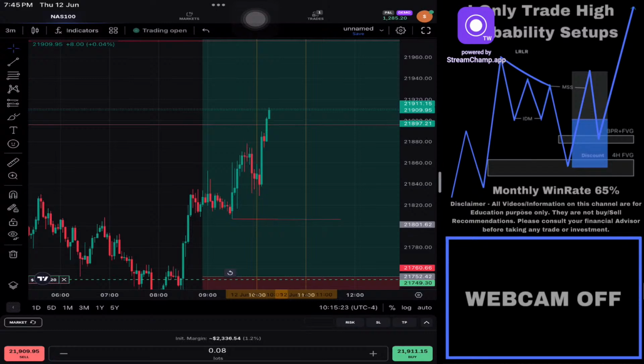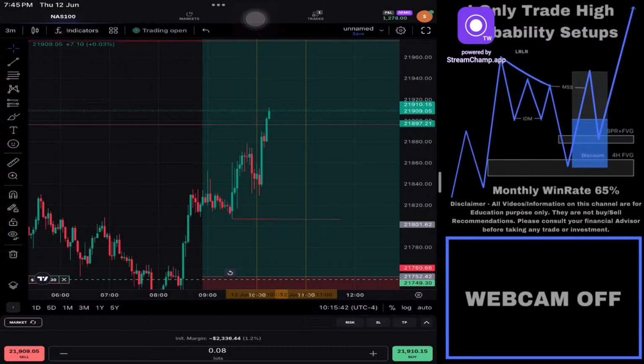Now looking at Nasdaq, we are not in profit yet. The market has taken buy side liquidity but has not shown any clear displacement to the downside. It's still pushing upward, so we might be able to play this using the breaker block.